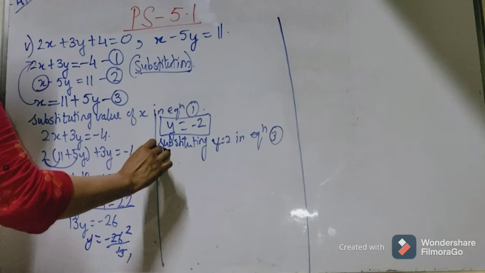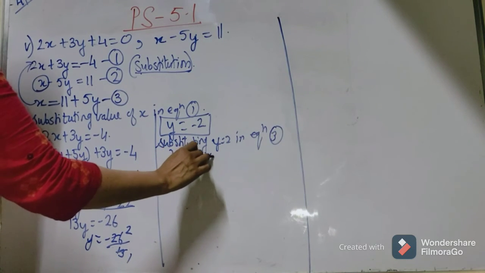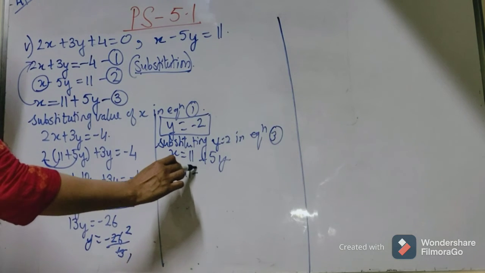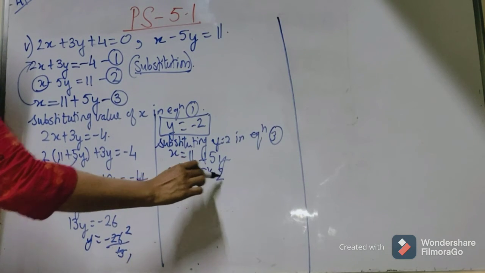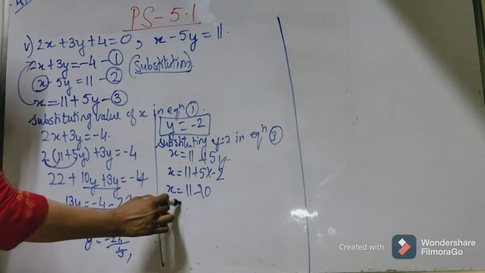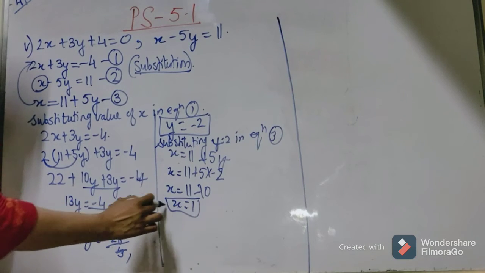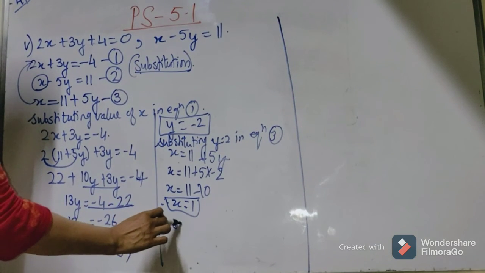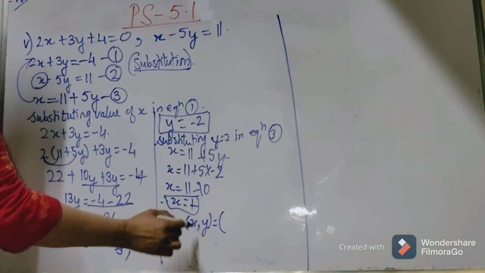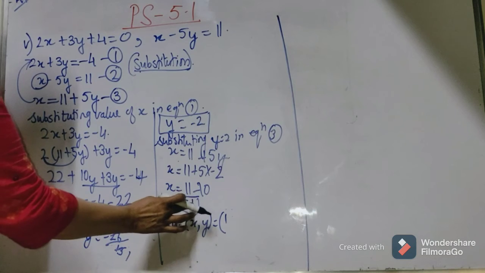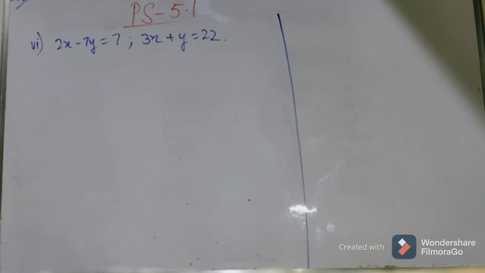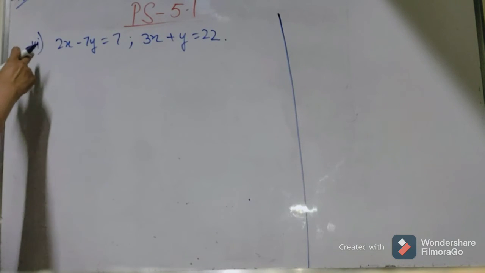Now what was my equation 3? x is equal to 11 plus 5y. So x is equals to 11 plus 5 into minus 2. So x will be 11 minus 10. So x will be 1. So I hope you liked this method. It was an easy method. Again, always the x term first, that is 1, and y was minus 2.